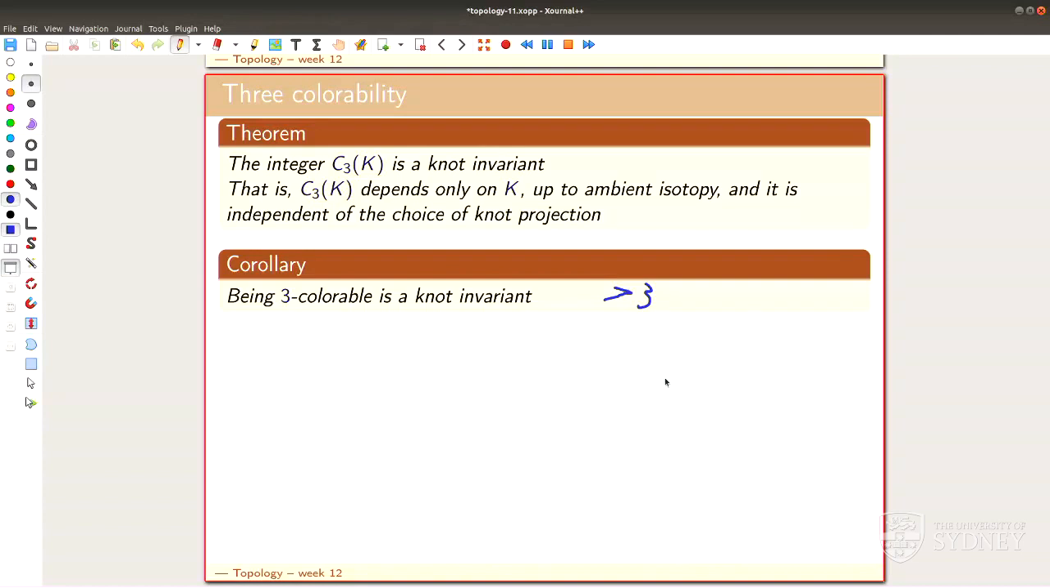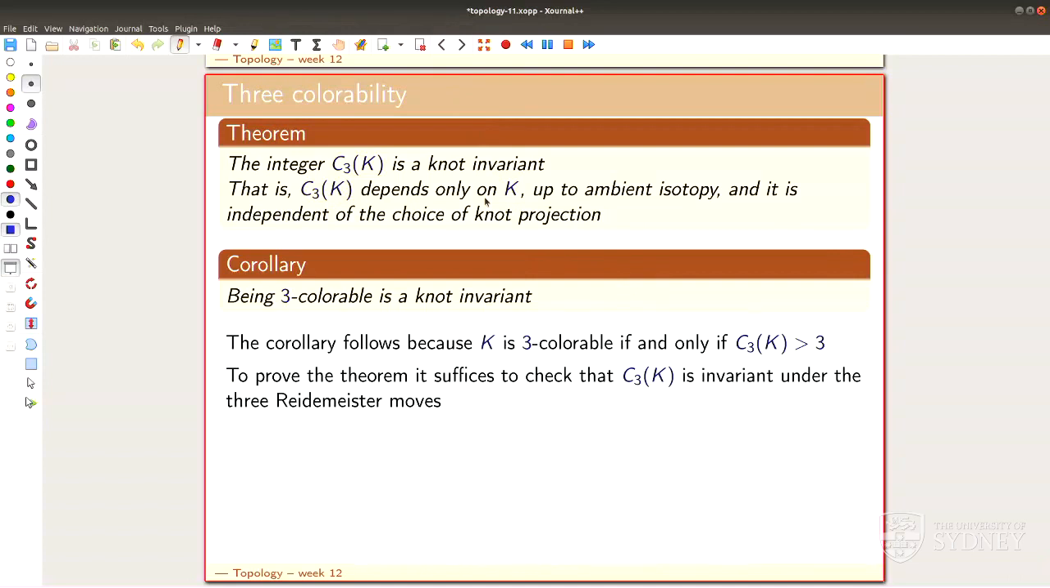But either you count all colorings, that might get a little bit demanding, because there are usually quite a lot of colorings. Or you just check whether there's 1. And that's very, very fast and very powerful. So just check whether there's 1 of those funny colorings. Yeah, and the corollary follows from the theorem.